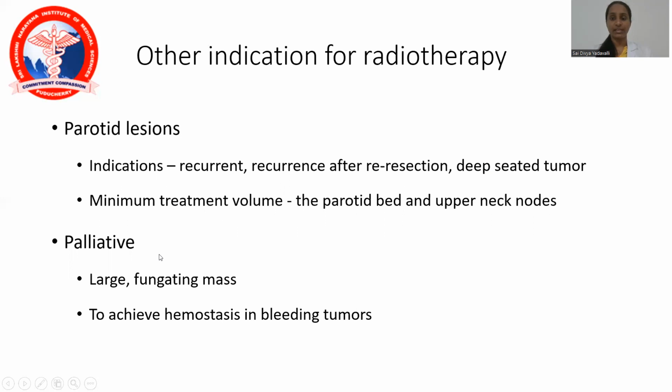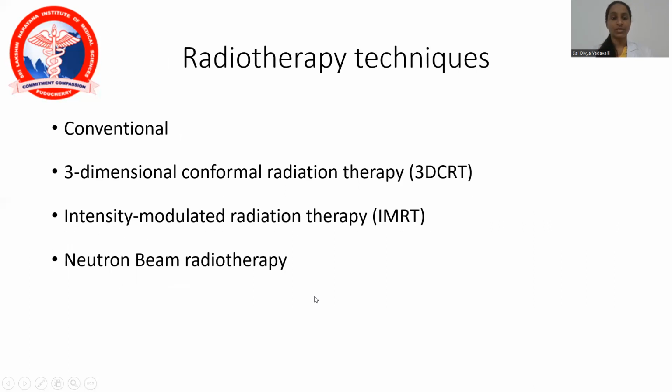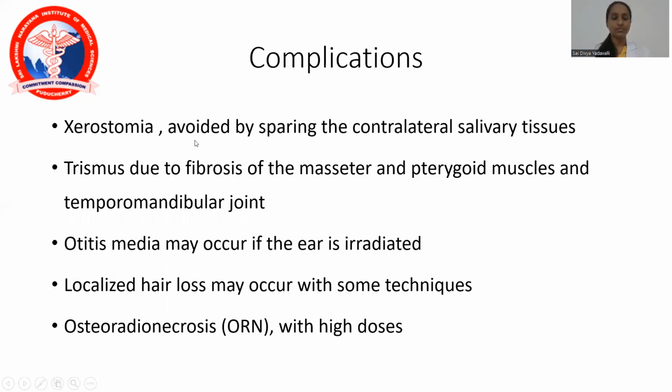Radiotherapy may also be indicated as a palliative measure in large fungating masses or to achieve hemostasis in bleeding tumors. Techniques of radiation therapy can be conventional, three-dimensional conformal radiotherapy, intensity-modulated radiation therapy, or neutron beam radiotherapy. IMRT and neutron beam radiotherapy are newer techniques that are now used, which have fewer complications than the conventional technique.